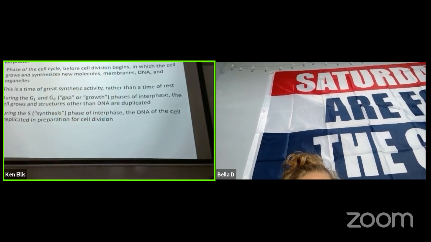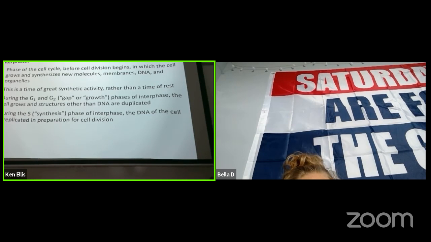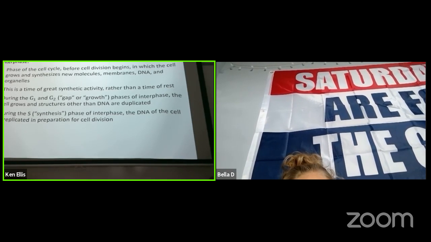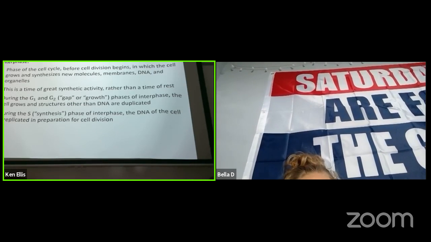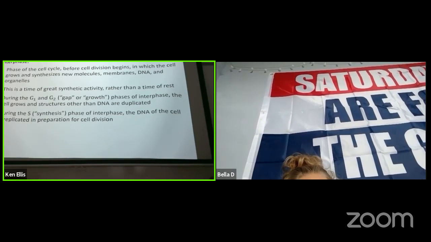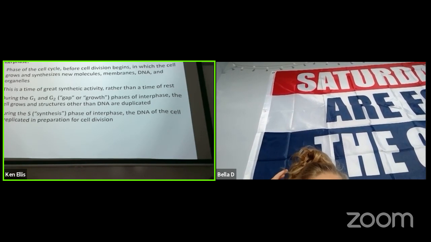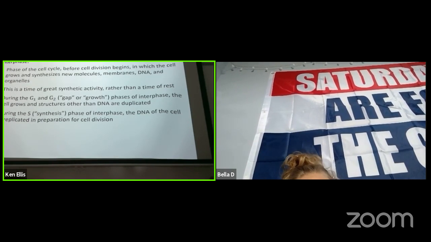Interphase: before division starts, the cell grows and synthesizes, or makes, new molecules, membranes, DNA, and organelles. This is a time of great synthetic activity rather than a rest time. Most people see it that way because there's so much going on in mitosis and then cytokinesis, and they think the cell is not doing anything. What are they resting? No, they're doing cellular respiration. They're breaking down chemical substances. They're using ATP. All of this stuff is still going on. It's just that they're not dividing the cell.